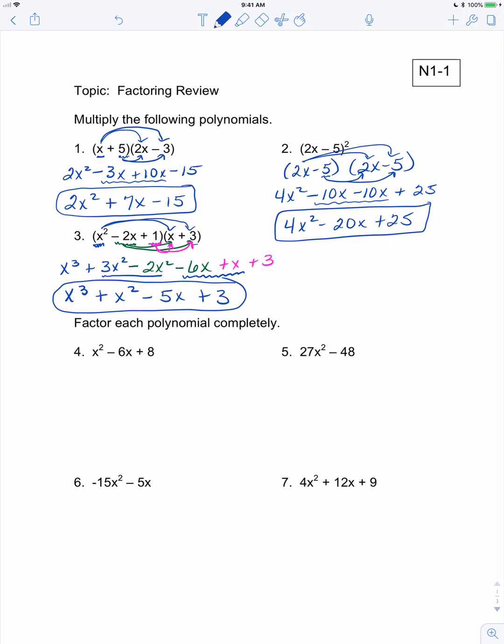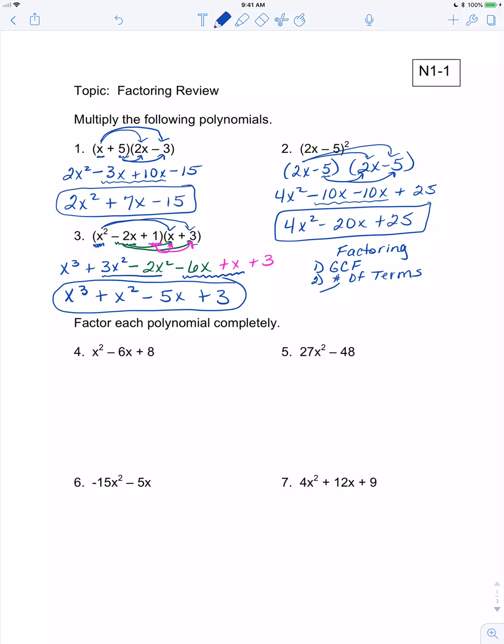All right, so now we're going to factor some polynomials. And just as a quick base, whenever we are factoring, we need to always first look for the greatest common factor. Is there something we can take out of all the terms in that polynomial just to make that polynomial smaller?